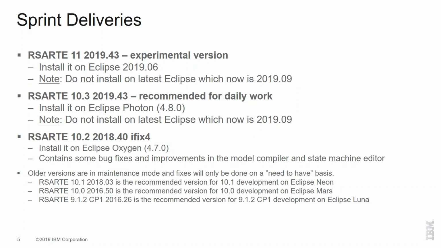Then we also ship a new version of 10.3, 2019-43, which is the version we recommend for production work, and that should be installed on Eclipse Photon. And also we have decided to ship an iFix 4 on the 10.2 branch. So that contains some bug fixes and improvements related to the model compiler and the state machine editor. And that version should be installed on Eclipse Oxygen. Older versions we have not touched. They are still the same as before.